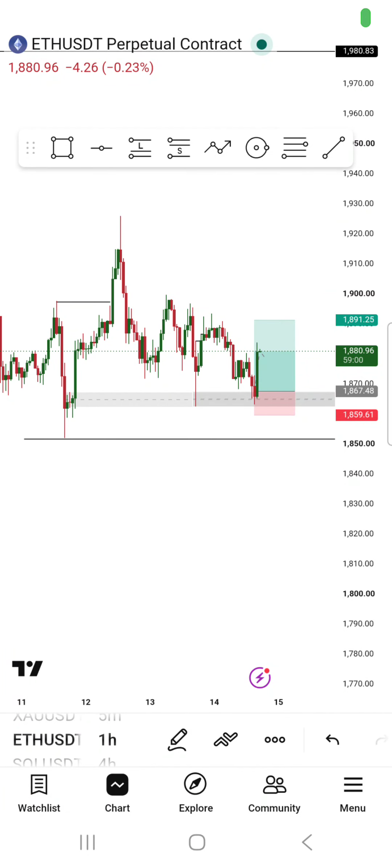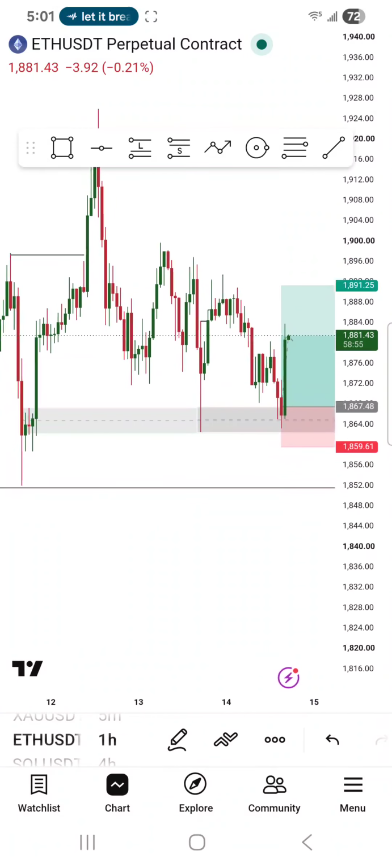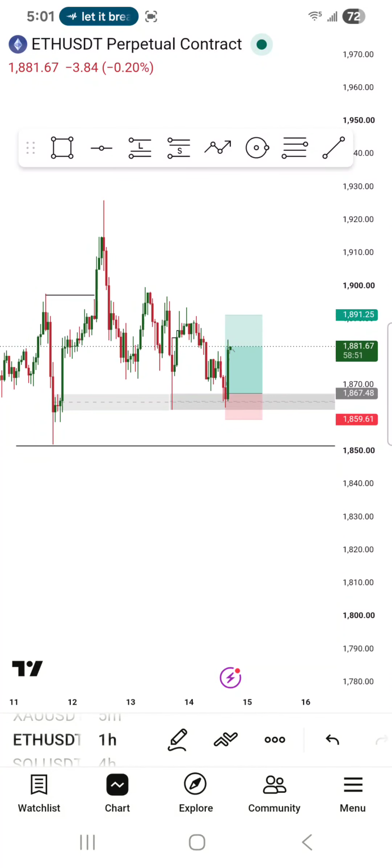Caught this Ethereum trade, guys. This is it. You can see it is moving massively. All right, I took a long position. Now this is what I do. This is the breakdown of the trade.